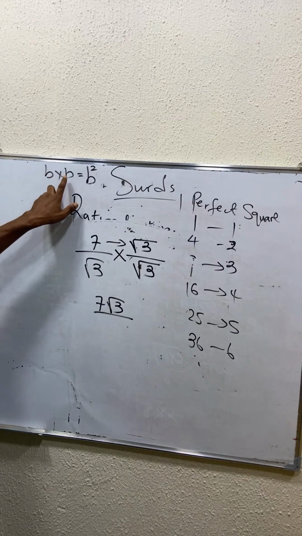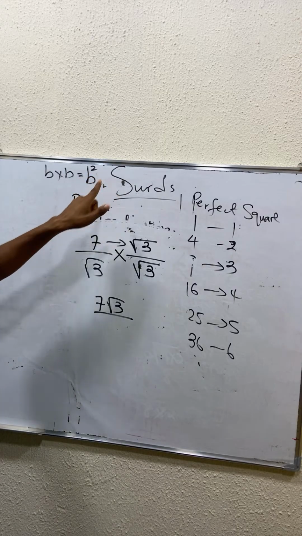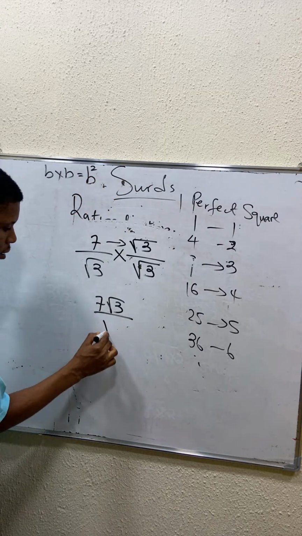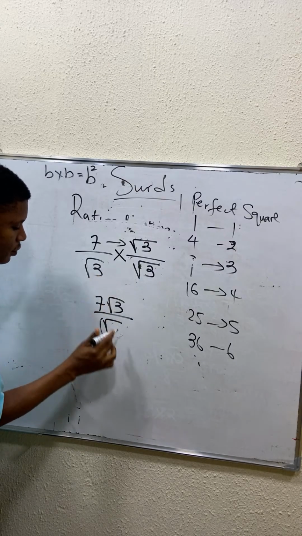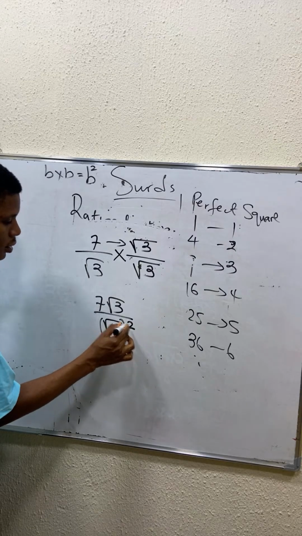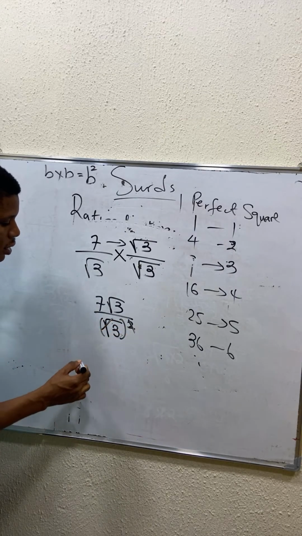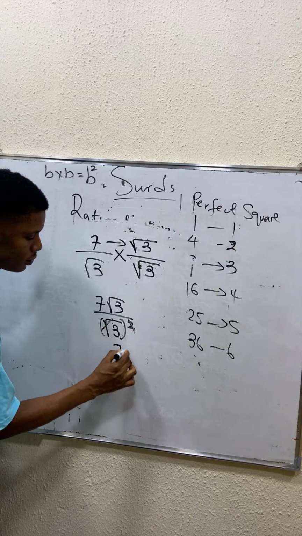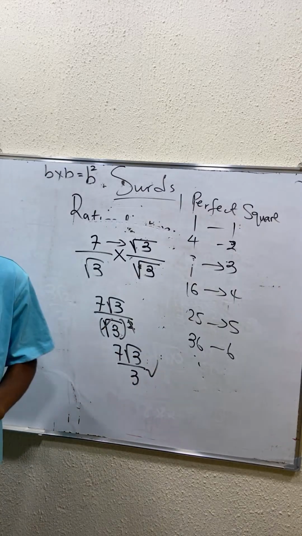Whenever we multiply b times b, we know that is what? b squared, right? So in that case, you have square root of 3, all squared. Okay? And having this can now cancel out this. If it cancels out, you have it as 7 root 3 over 3. And that's the answer.